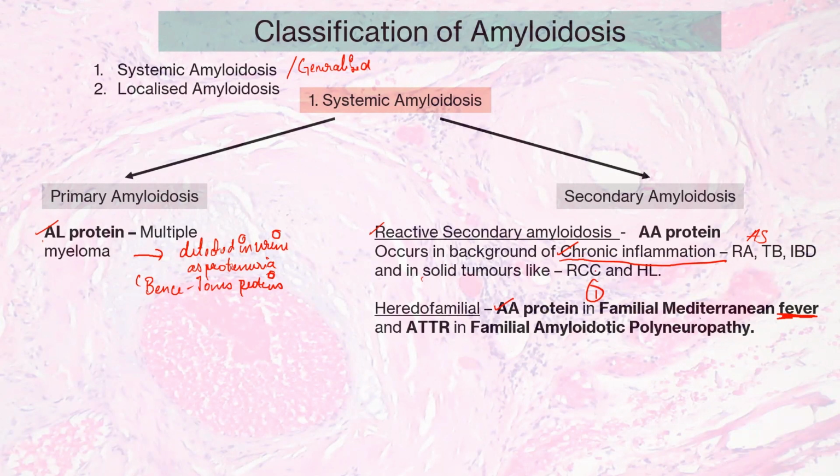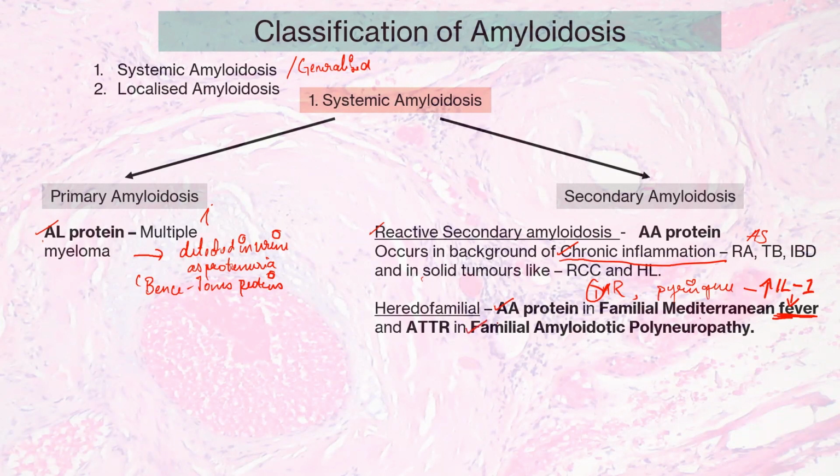This is an autosomal recessive condition with defects in the pyrin gene, causing increased interleukin-1, hence the fever, right? This interleukin-1, you know the pathway from here.